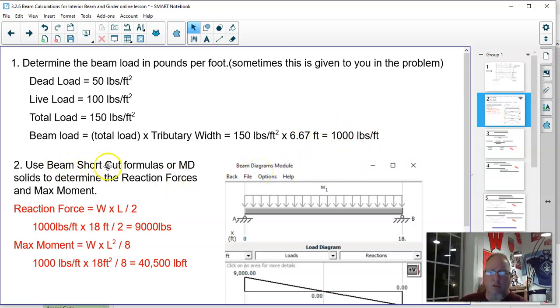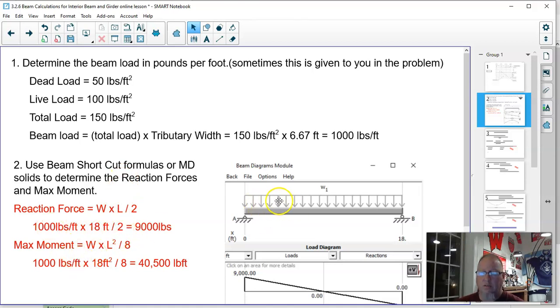You can use the beam shortcut formulas or MD Solids to find the reactions and the max moment. This is what we spent the last few days of class working on overall. Just doing this calculation does take you 3 calculations, a graph, and another calculation. Or you can use the shortcut formulas. I demonstrated the shortcut formulas right here.